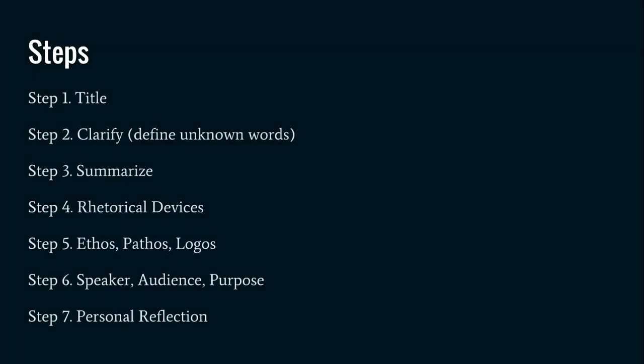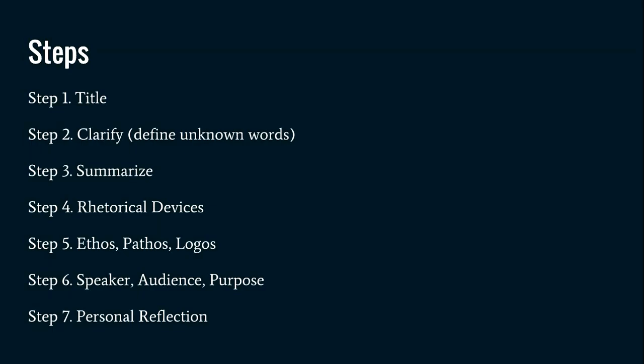Okay, so next we're going to talk about how to annotate our speeches. So it's very similar to annotating in general, but we're going to follow a little bit different steps since it's our speeches specifically for this assignment. So first step is title. So look at the title of the speech and talk about what the title means in context to the speech. Step 2 is clarify. So you're going to highlight and define any words that you don't know. Step 3 is summarize. So go through paragraph by paragraph and summarize what that paragraph is talking about.